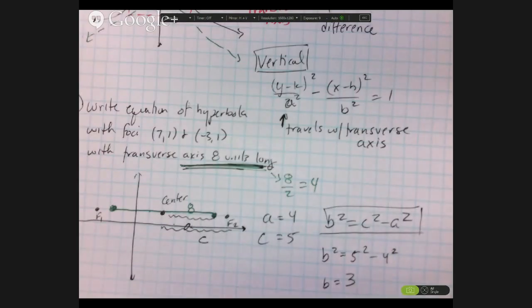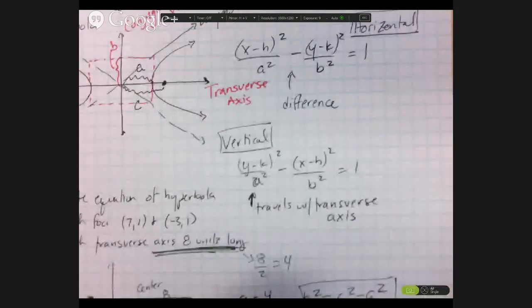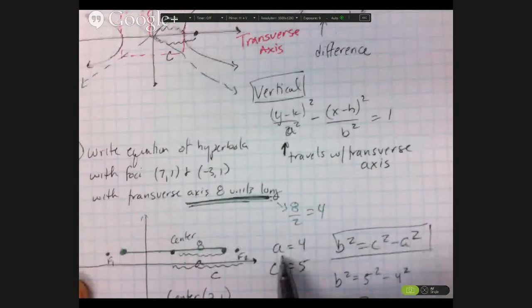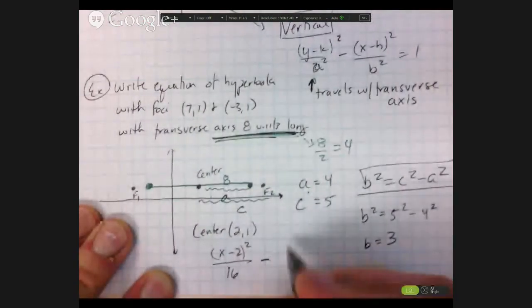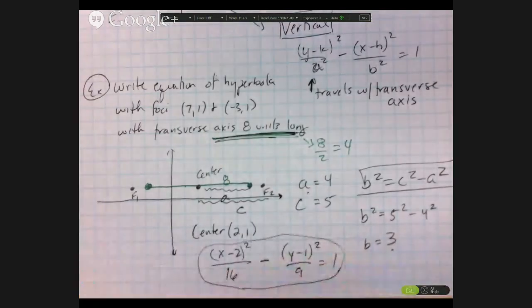Okay, so we can write our equation now based on the horizontal. What's our center? 2, 1. Right, so we have x minus 2 over a squared, so 16, minus y minus 1 squared over b squared. There's your equation. Okay.